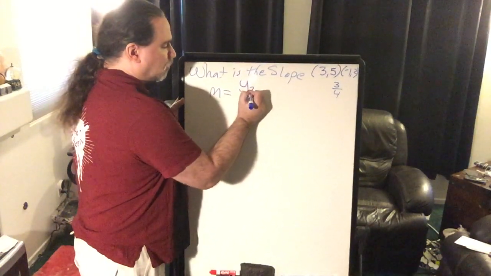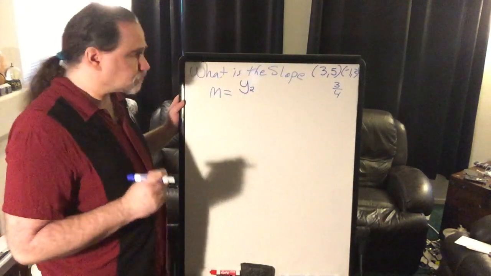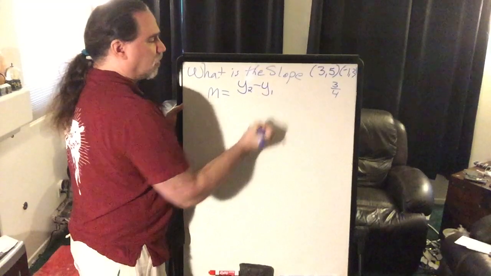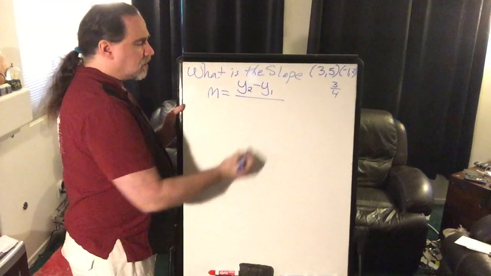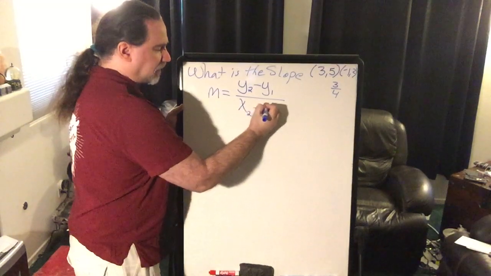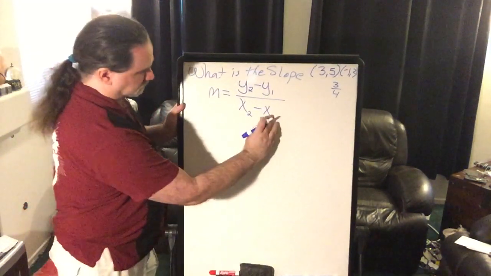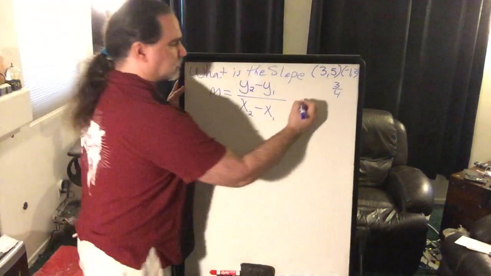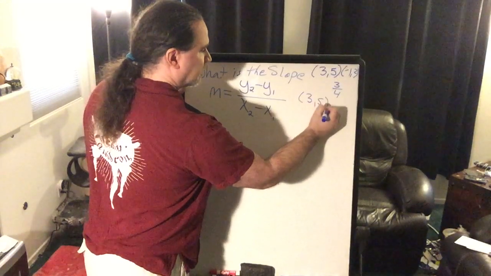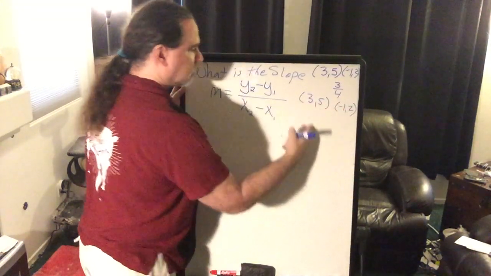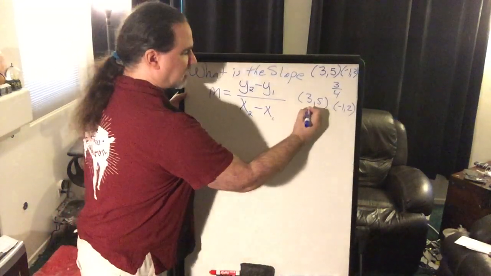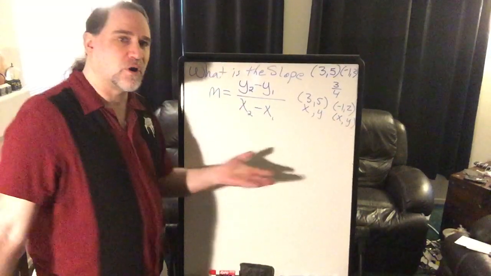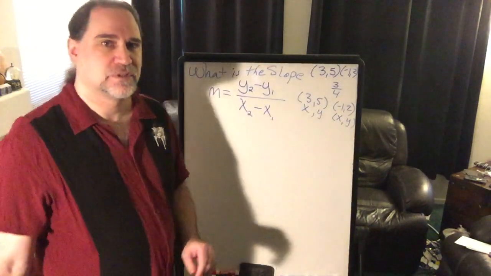On the top, we do Y, and then there's a little sub 2. What does that mean? I'll show you what that means in just a second. Minus Y1, and I'll talk about, again, what those 1s and 2s mean. Divided by X2 minus X1. Now, what are all these little 1s and 2s? Well, I was given 2 points, 3, 5, and negative 1, 2. Every ordered pair you ever see is X, comma, Y. Every ordered pair, they're always listed this way. Never changes.